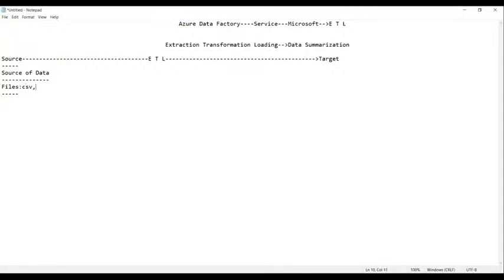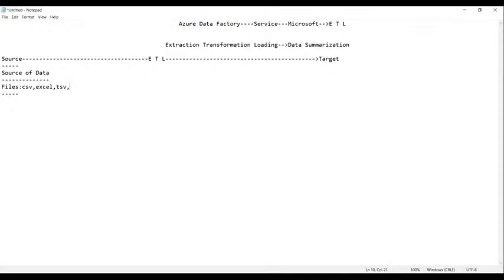CSV files, which is a comma delimited file, or CSV itself is called comma separated value files. Then you have Excel files. Then tab delimited files, which we call TSV files, which stands for tab separated value files. And XML file.